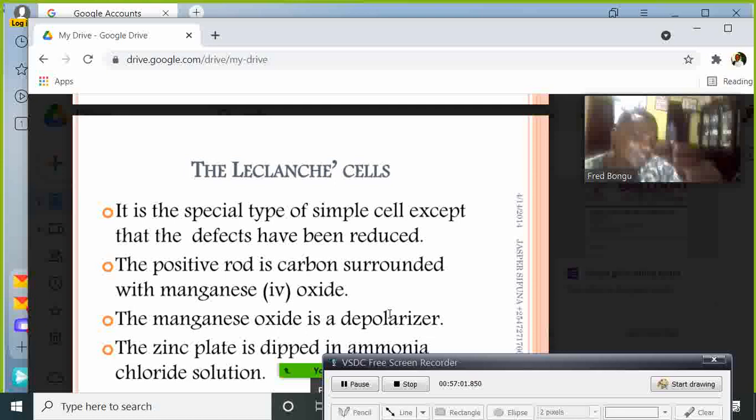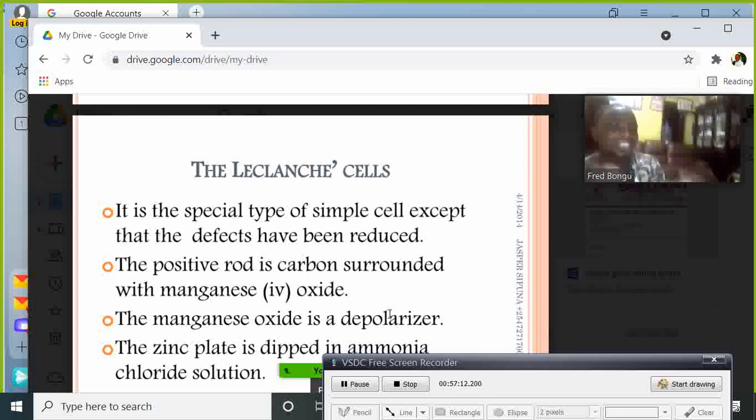So we also have another cell called the Leclanche cell. It's a special type of a simple cell, but what makes it special is that the two defects which affect the simple cell have been minimized. It means in this cell, we are not going to have polarization, we are not going to have local action. How has this been done? What they have done, they have surrounded the carbon rod with manganese. Actually, this is one we can consider an improved cell.